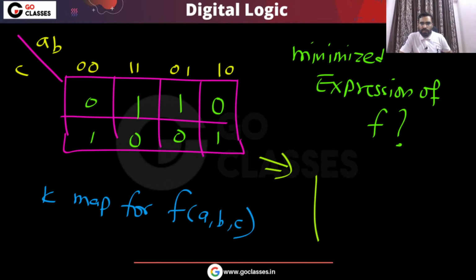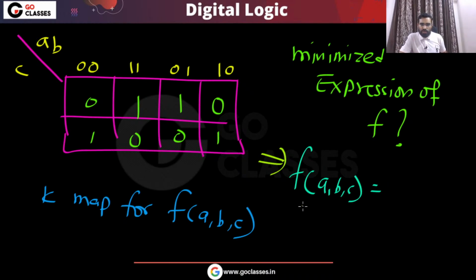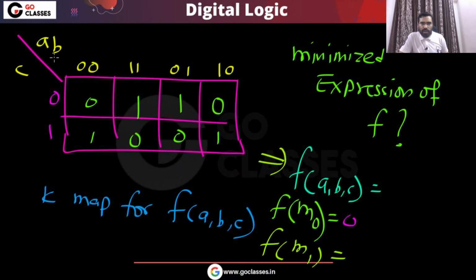First of all, what information is this giving to you? Tell me what are the min terms of f. For example, for 0 0 0, what is the function value? That is 0, because you can notice, for this 0 0 0, function value is 0. Tell me for 0 0 1, a b c, what is the function value? For 0 0 1, function value is 1.